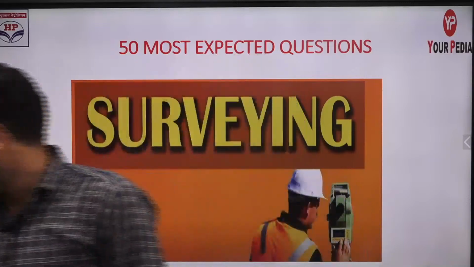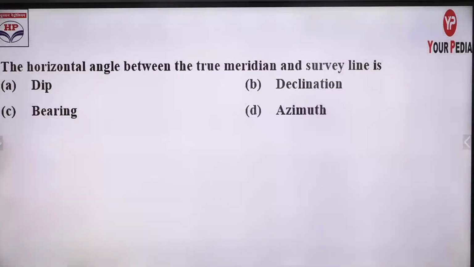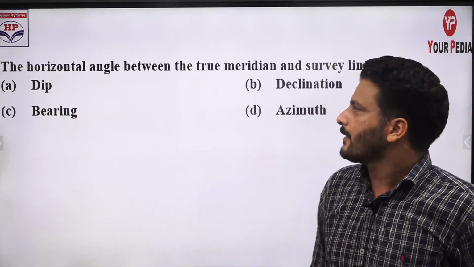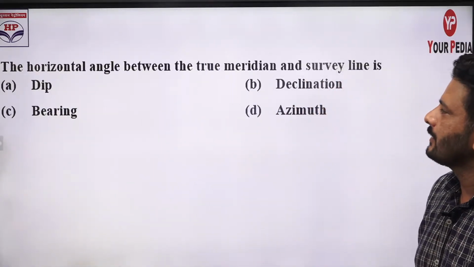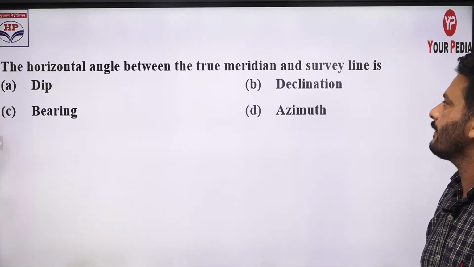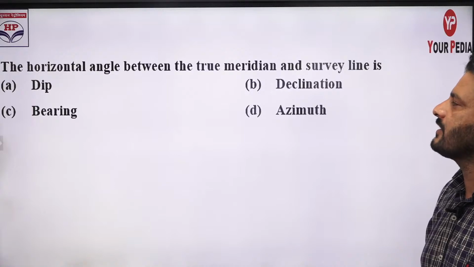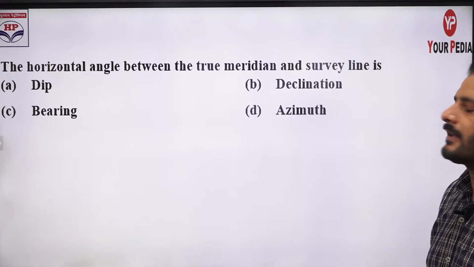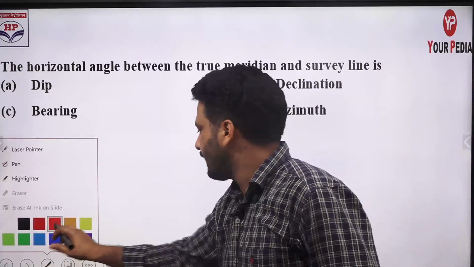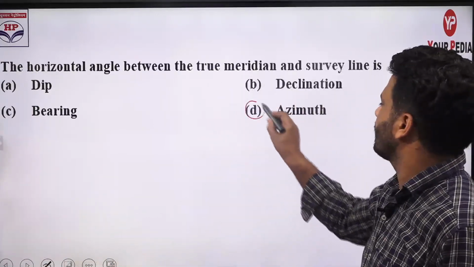So let us see. Here's the first question: the horizontal angle between the true meridian and survey line. So what is true meridian? The line joining the geographical north and south is your true meridian. Whenever you talk about the angle with respect to this true meridian and a survey line, it is known as azimuth.